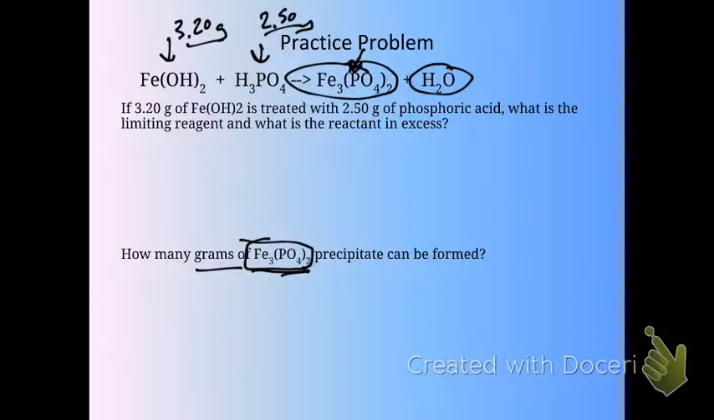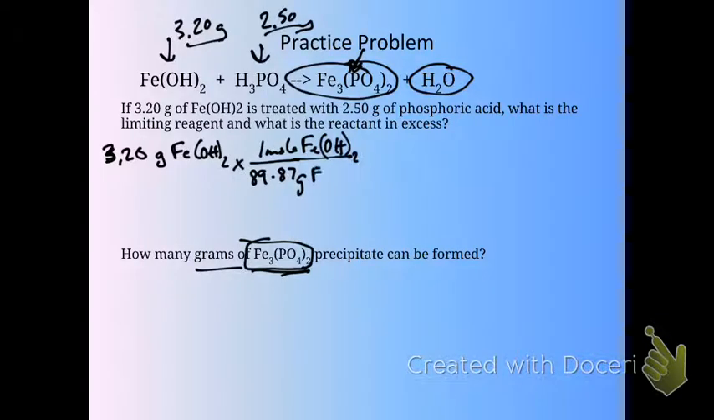So 3.20 grams of iron 2 hydroxide. We've got to figure out the molar mass. Iron, I think, is 55.85 plus 32 plus, oops. So this is grams of Fe(OH)2.